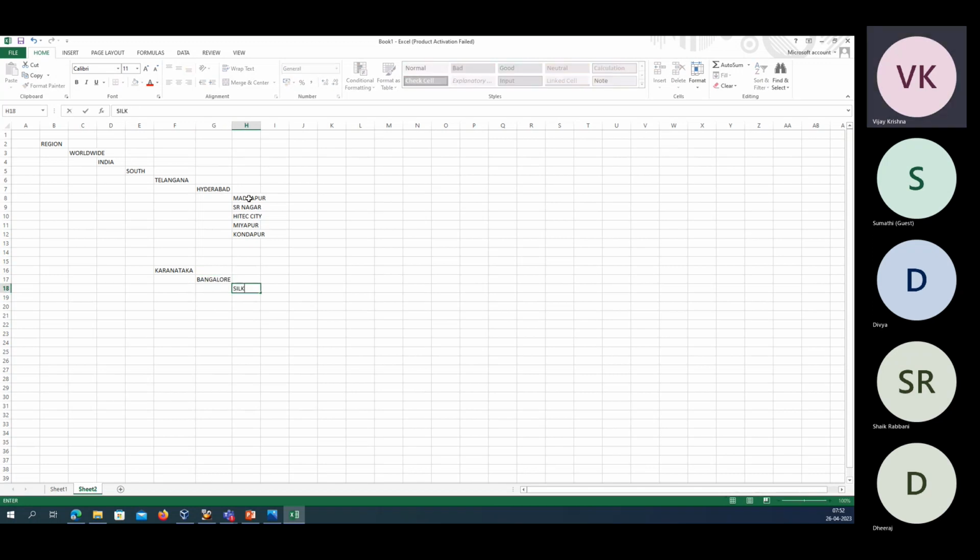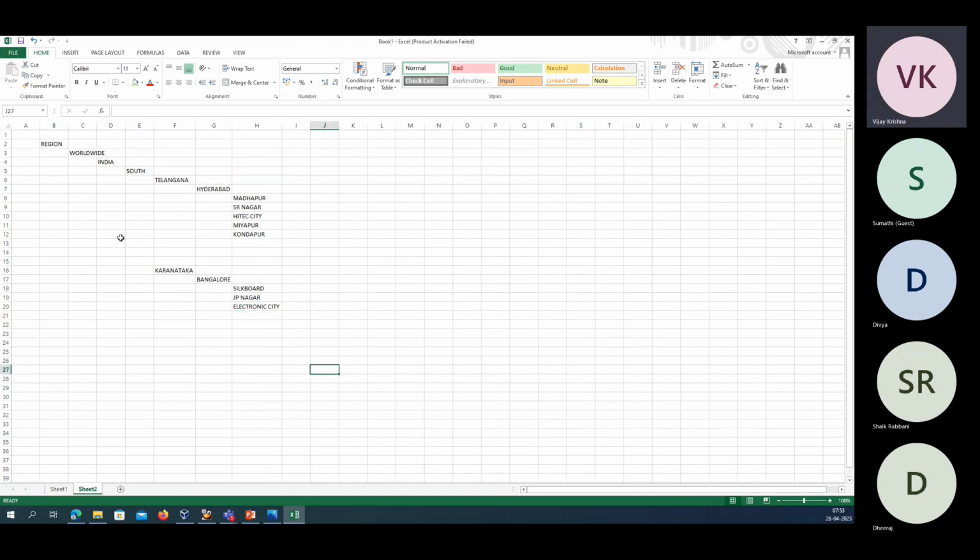Under Bangalore, you have Silk Road, JP Nagar. Now say for example, you have Electronic City. So these are the members that I have. So this is the hierarchy.